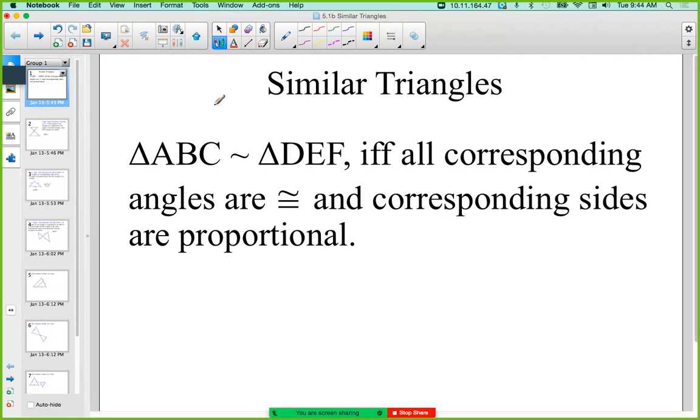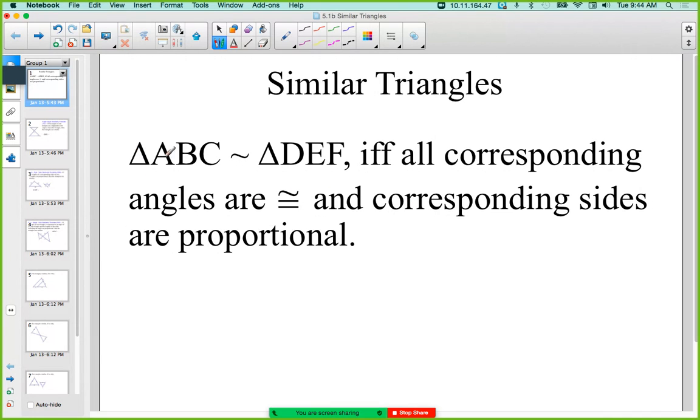5.1b, similar triangles. We could even be more focused and call this similar triangle theorems or similar triangle proofs. But what we're going to do is, and you'll see that the definition is pretty much identical to what we had for similar polygons. Here we say triangle ABC is similar to triangle DEF if and only if all corresponding angles are congruent and corresponding sides are proportional. Again, this fits precisely with the similar polygon definition.